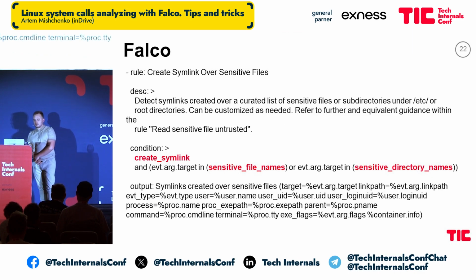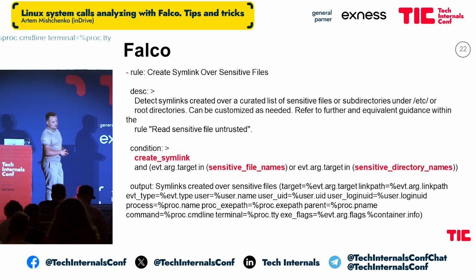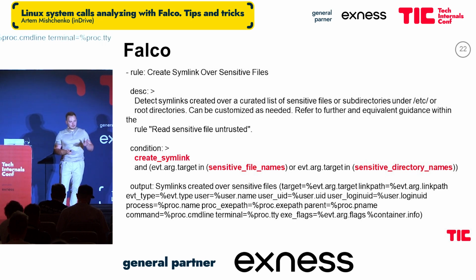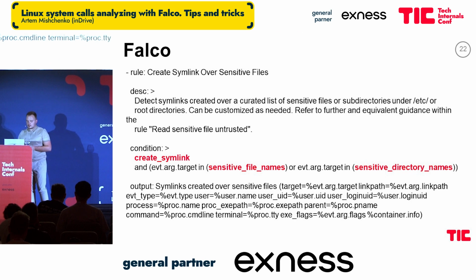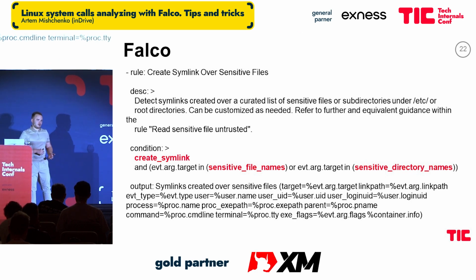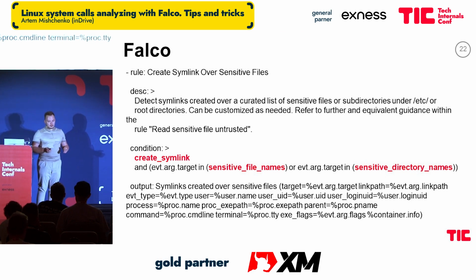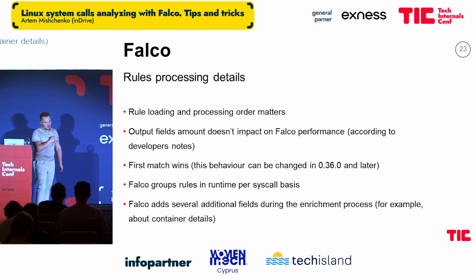And here you can see one Falco default rule for monitoring the creation of symlinks. You can see here the usage of the macro create symlink, and two lists. Maybe it's a good practice to monitor some actions in specific directories, like process launch or symlink creation from, I don't know, the TMP directory. It looks quite suspicious, or something else. So we can put here any logic we want.